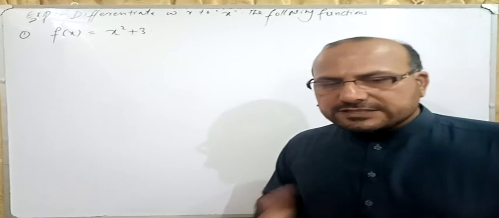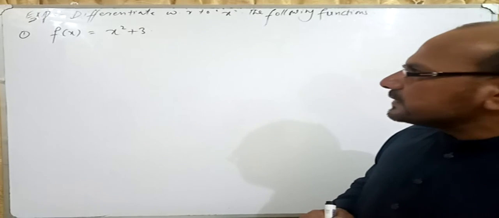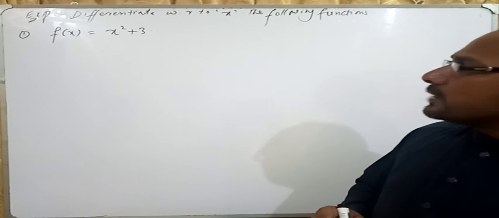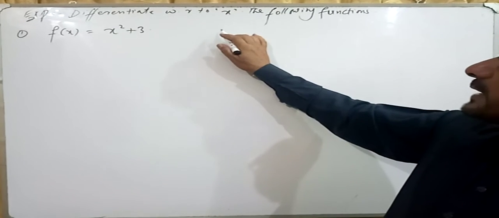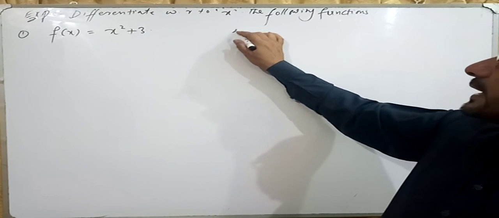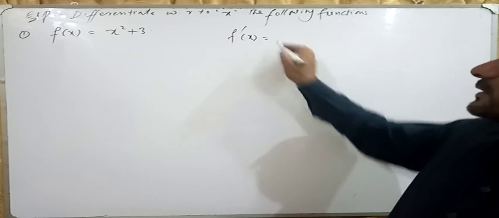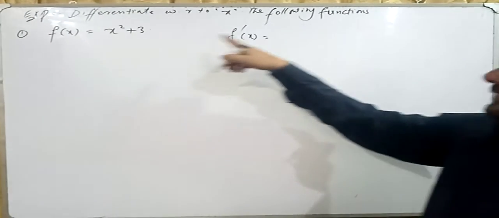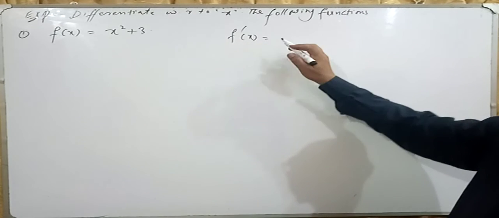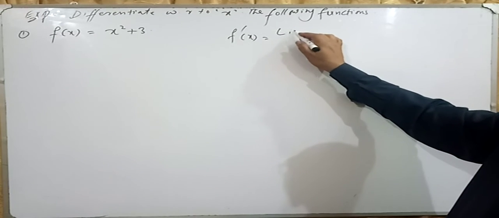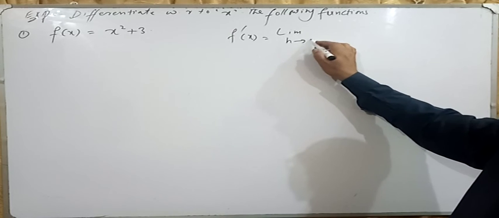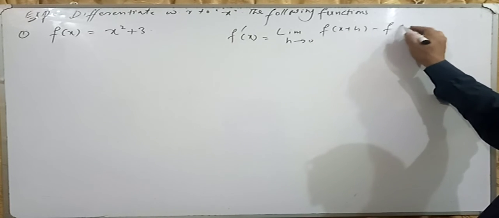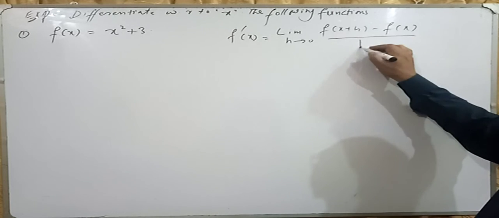So by using the definition method we will try to find the derivative of this function. F of x is given. If you write the formula, f dash of x, meaning the derivative of the function, is equal to limit h tends to 0 of f of x plus h minus f of x, divided by h.